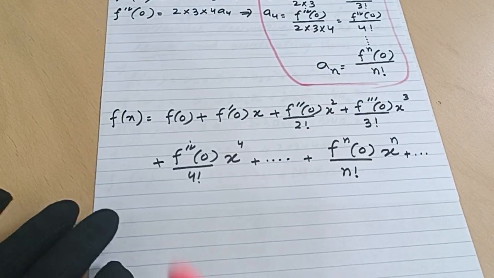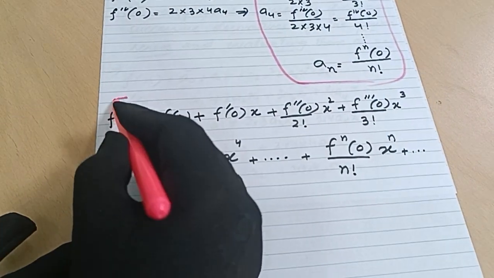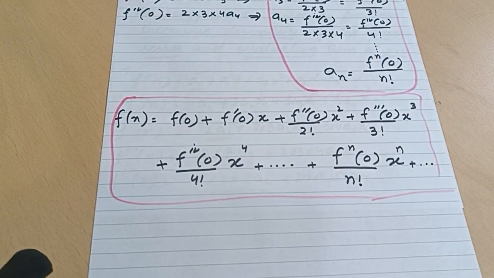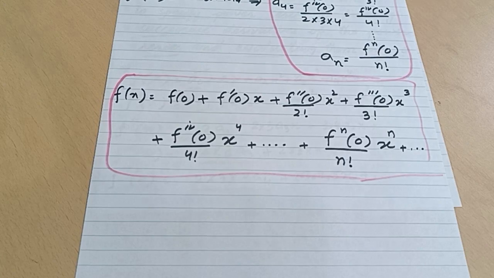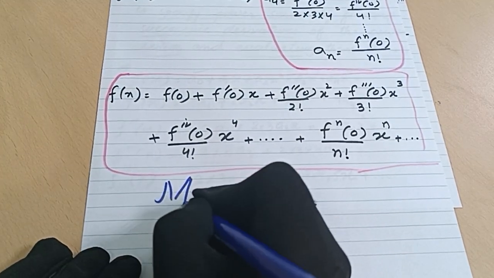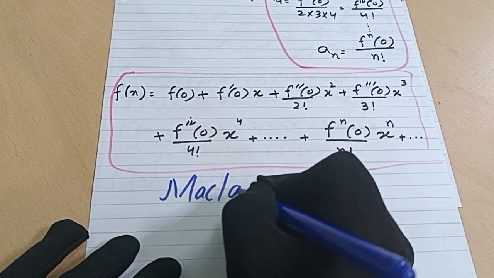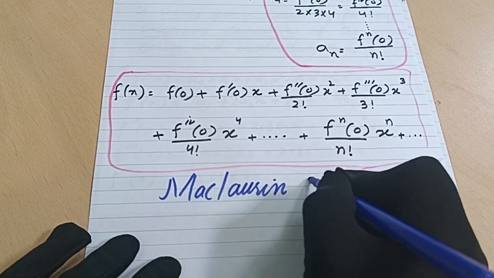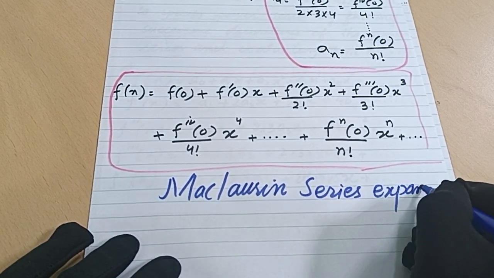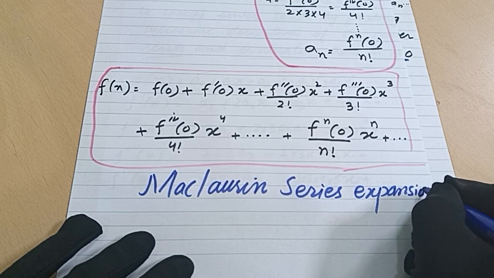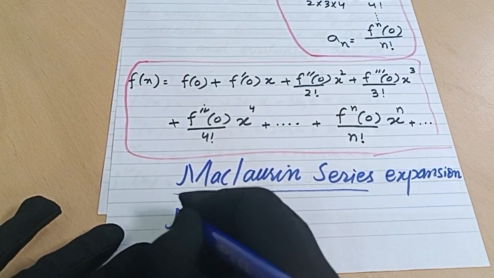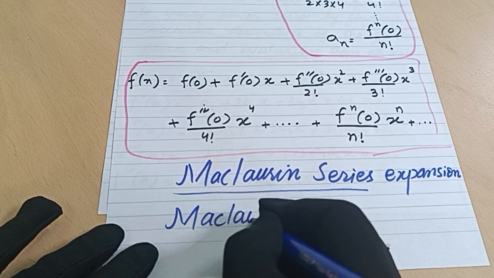So this complete expansion has a specific name. This is called Maclaurin series, or Maclaurin series expansion. Normally we call it Maclaurin series also. Sometimes we call it Maclaurin series, or sometimes we call it Maclaurin theorem.